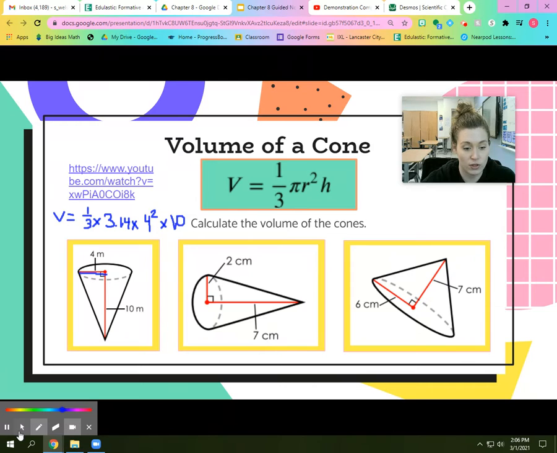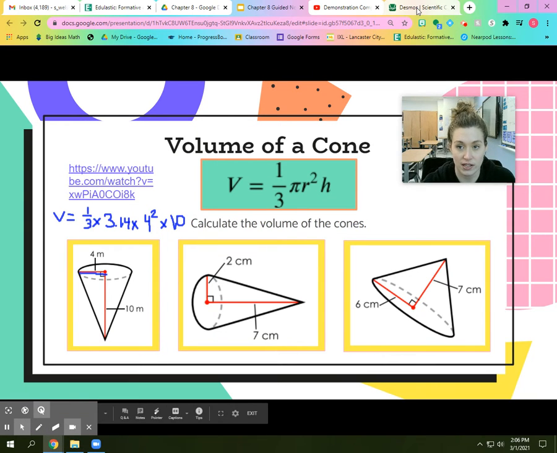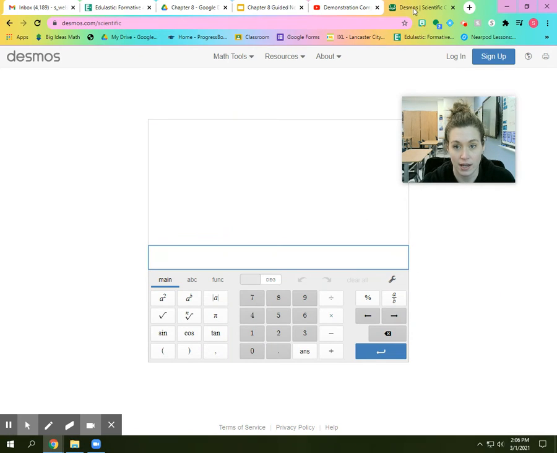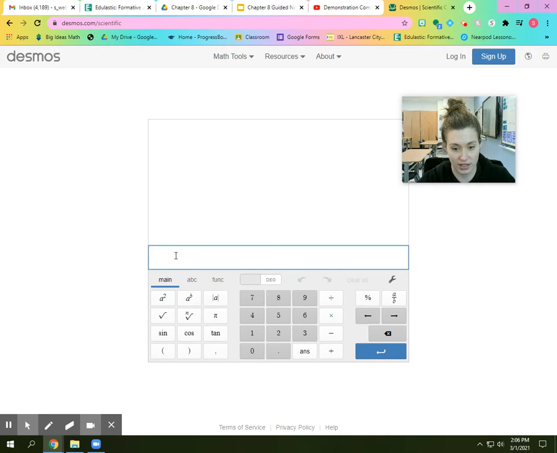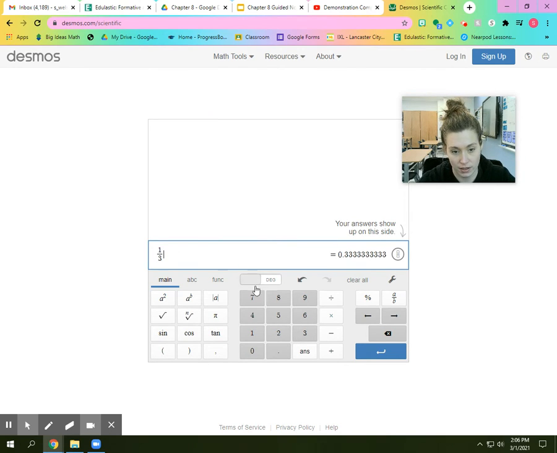Then we just go to our calculator. I'm going to come over to my Desmos calculator and type that in. We had 1/3 times 3.14, so I'm going to type the fraction 1/3 times 3.14 times my radius, which was 4 squared, times the height, which I believe was 10. Yes. So we just type that in the calculator, 1/3 pi r squared times the height, and we get our answer.